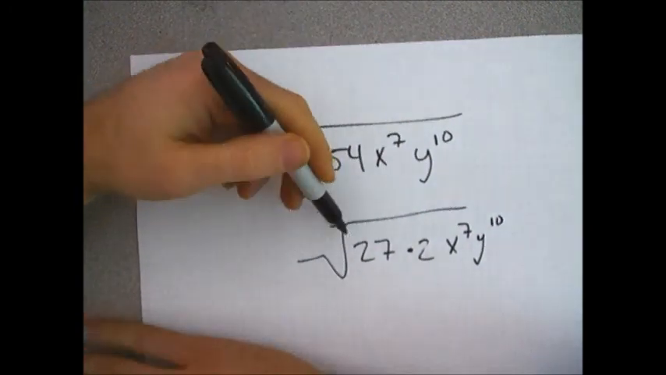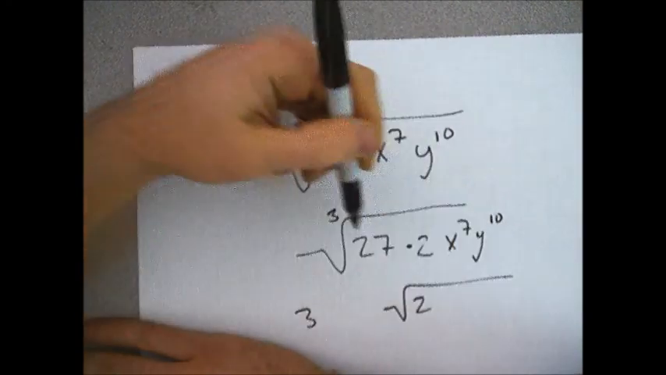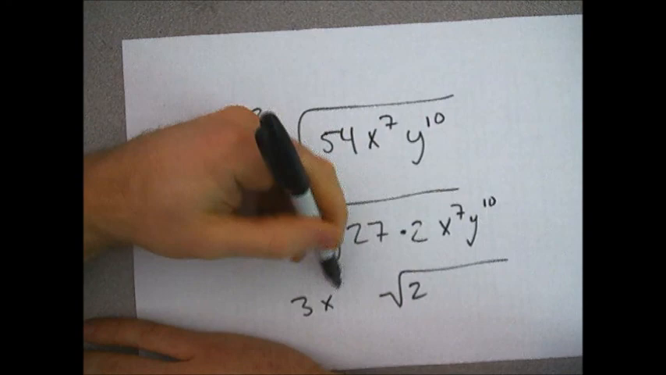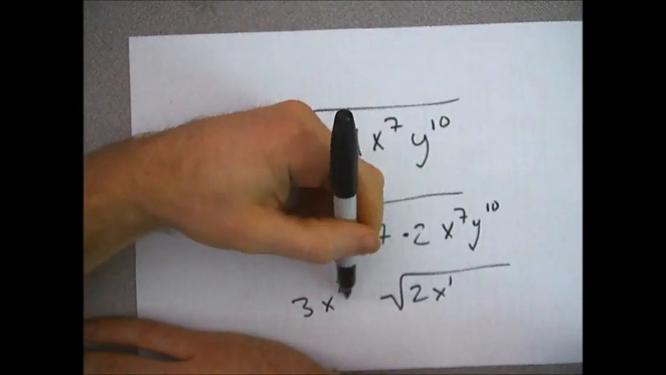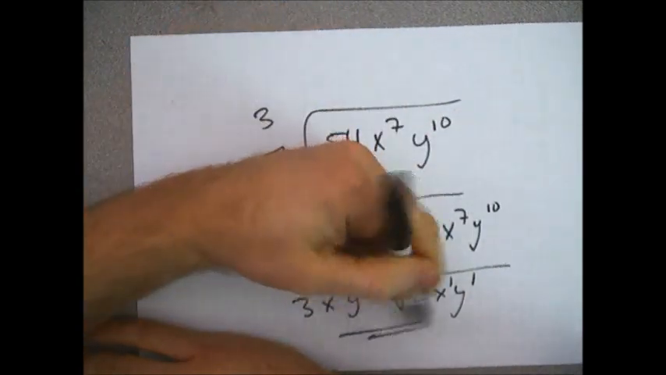What is the cube root of 27? 3. Number left over is a 2. 3 goes into x to the 7th how many times? Twice. Remainder 1. 3 goes into y to the 10th 3 times. Put my cube root up here. Remainder 1. All done. Easy?